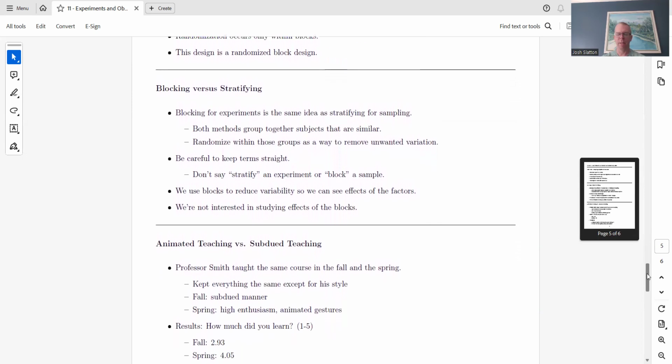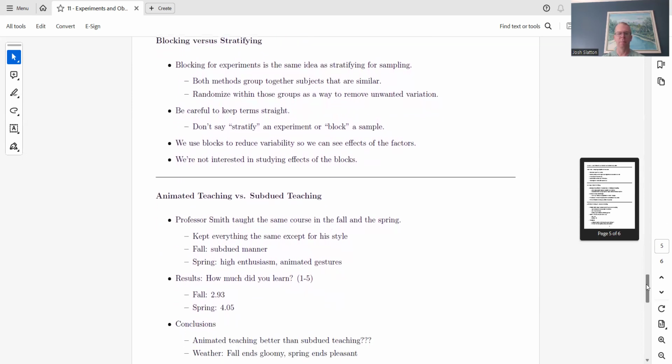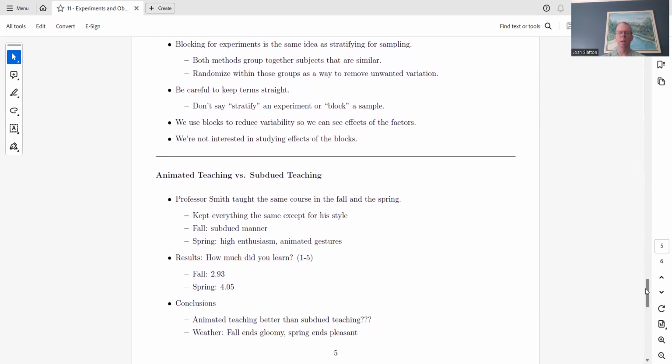So last example, animated teaching versus subdued teaching. We have a professor who taught the same course in the fall and the spring and kept everything the same except for the style. In the fall, he taught in a subdued manner. In the spring, more enthusiasm, animated gestures, that kind of thing. And the results, so how much did you learn on a scale of 1 to 5? In the fall, the average was 2.93 versus the spring 4.05. So is the animated teacher better than the subdued teaching?